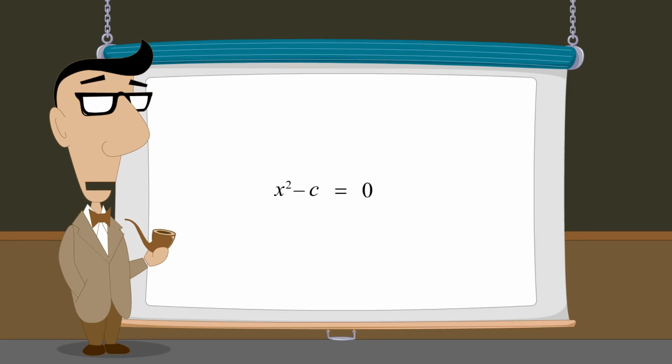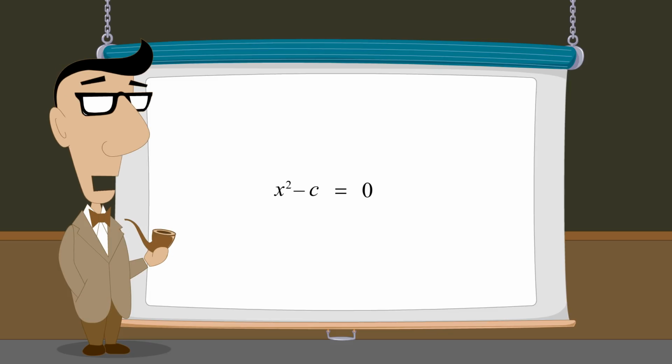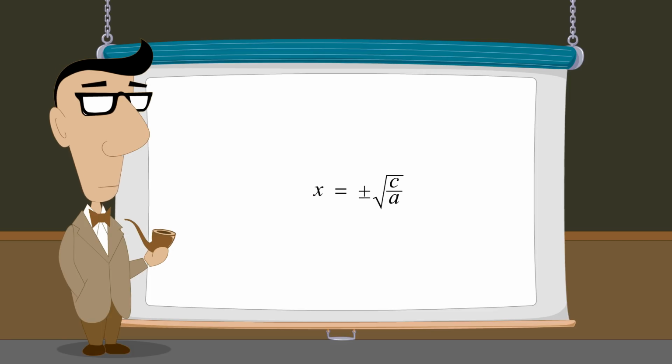As we have just seen, solving a quadratic equation of the form x squared minus c equals 0 is easy, since as long as c has a positive value, this simply amounts to finding the square root of c. The same is true for equations of the form ax squared minus c equals 0, since if we divide the equation by a, we get the same type of equation as before, except that we take the square root of c over a instead of the square root of c.